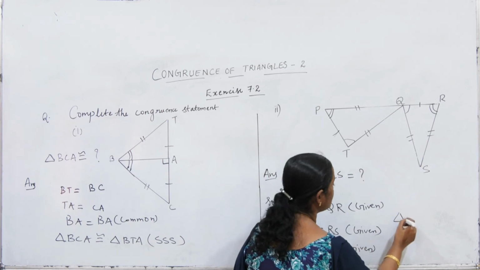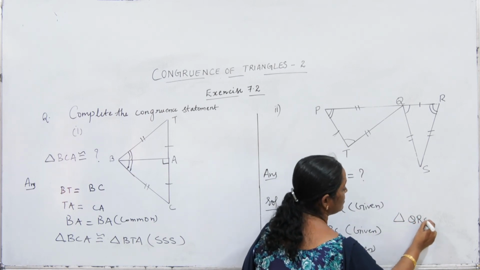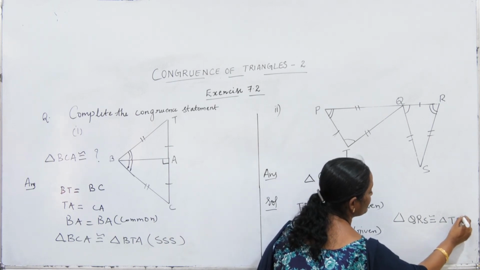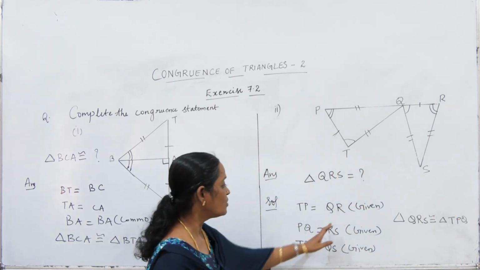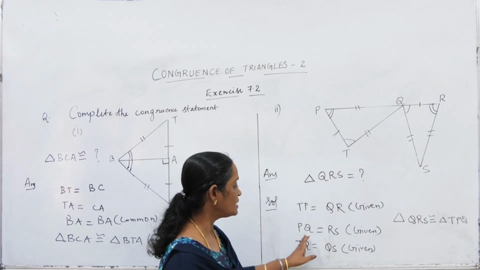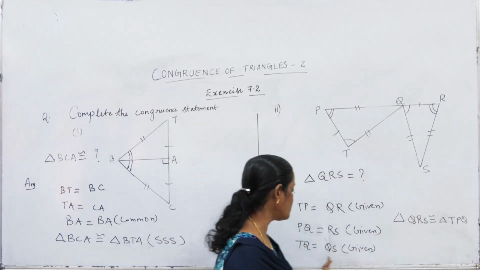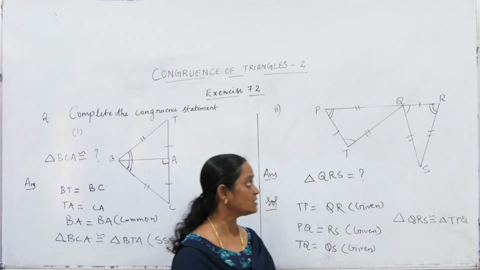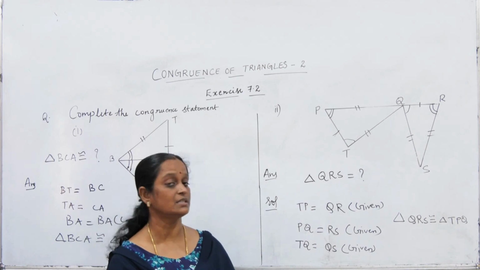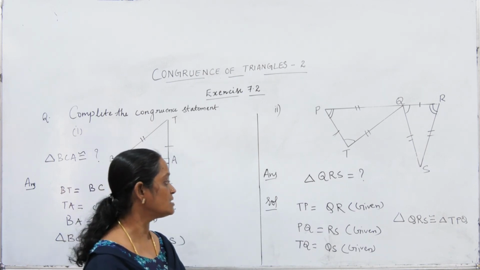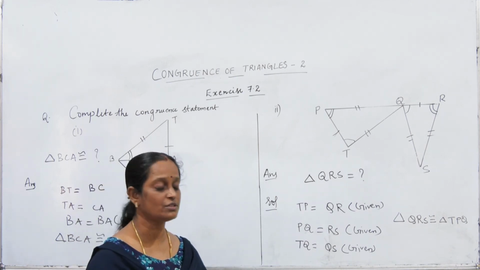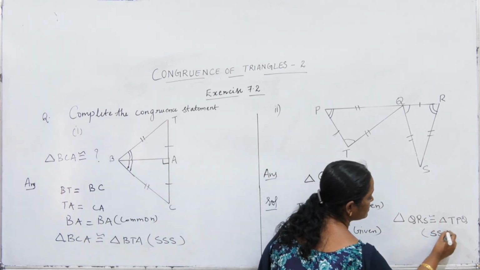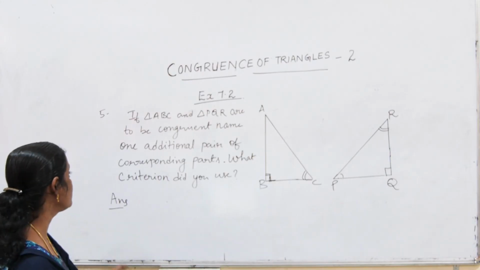Triangle QRS is congruent to triangle TPQ. As QR is equal to TP, PQ is equal to RS, and TQ is equal to QS. So all the three sides of triangle QRS is equal to all the three sides of triangle TPQ. So these two triangles are congruent by triple S congruence criterion. Students, the next question, question number 5.